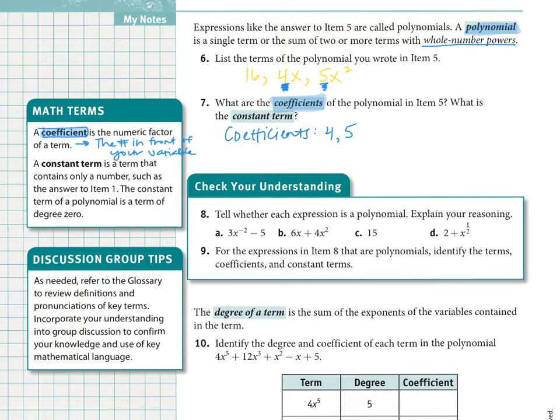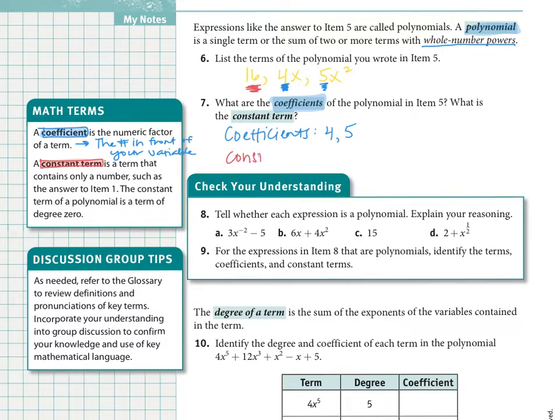Now, going back to what we had in the margin, it's now asking us for a constant term. Now, we know what a term is already, but constant is a specific one. It's the term that contains only a number, such as our answer to number 1, 16. So the constant term of a polynomial is a term of degree 0. We're going to come back and talk about that, but let's look up above at what we talked about. We can see 16 is the number that's by itself. So that's going to be our constant term.